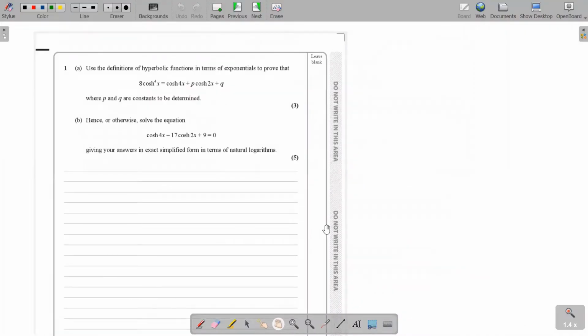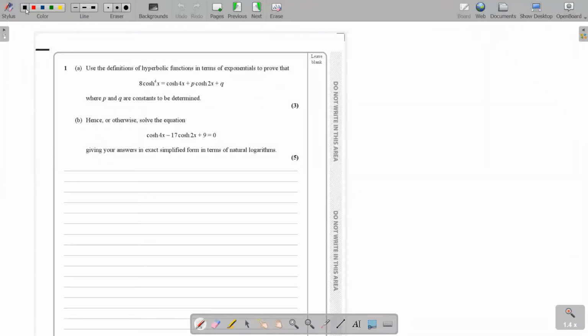Use the definitions of hyperbolic functions in terms of exponentials to prove that 8 cosh to the power 4 x is equal to cosh 4x plus p times cosh 2x plus q, where p and q are constants to be determined. Okay, 3 marks. So let's write the definitions of the hyperbolic functions for cosh x.